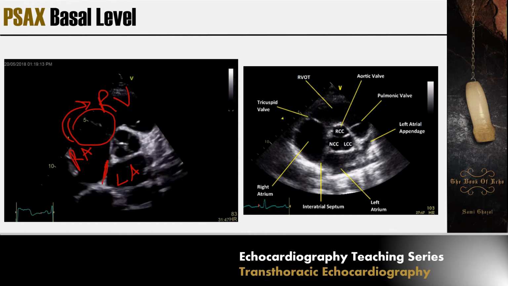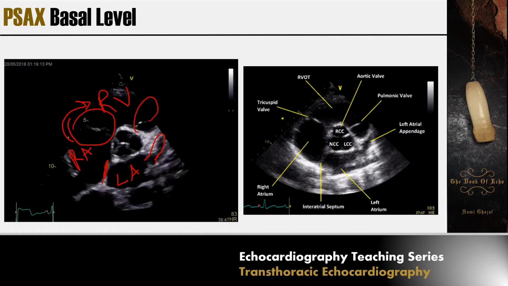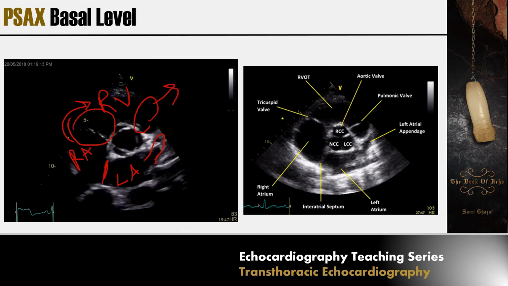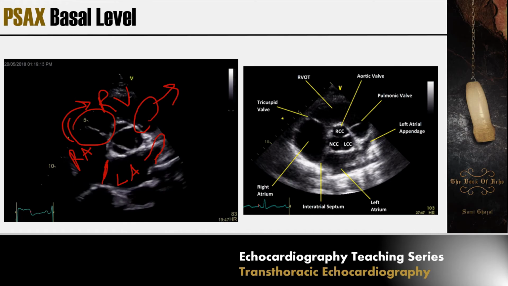Sometimes if there is a defect, you can see it here, and sometimes you can also see the appendage. This triangular structure here is the left atrial appendage. This is the pulmonic valve, and now we go to the aortic valve. So this is the aortic valve.